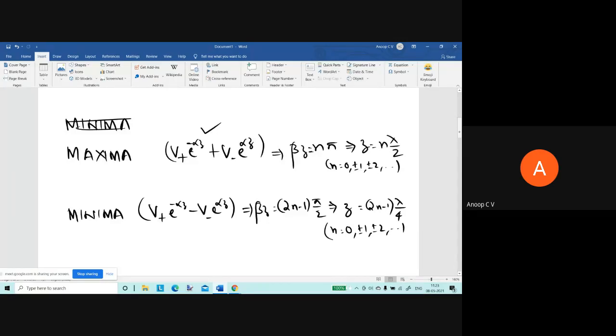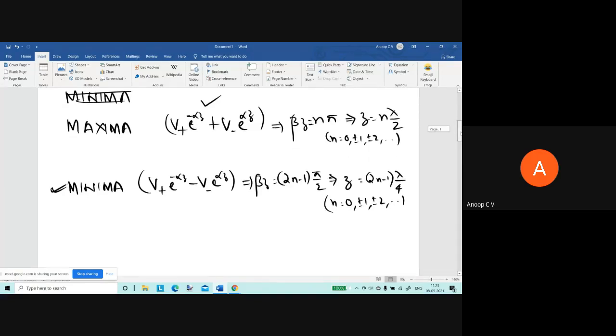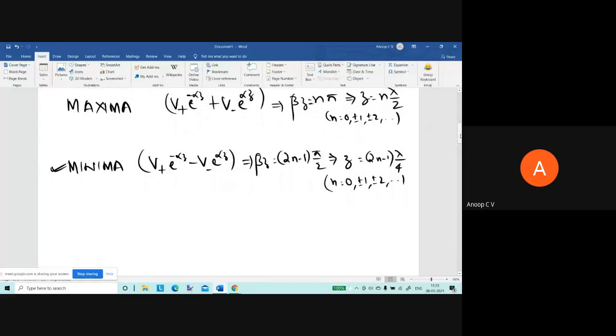Right? So this part we didn't do, but you can straight away find that beta z is 2n minus 1 times pi by 2. If you substitute beta equal to 2 pi by lambda, then you find z, you will get this, right? So it's not a big deal, you will be able to do it. So this again we observed. This is maxima and this is minima.